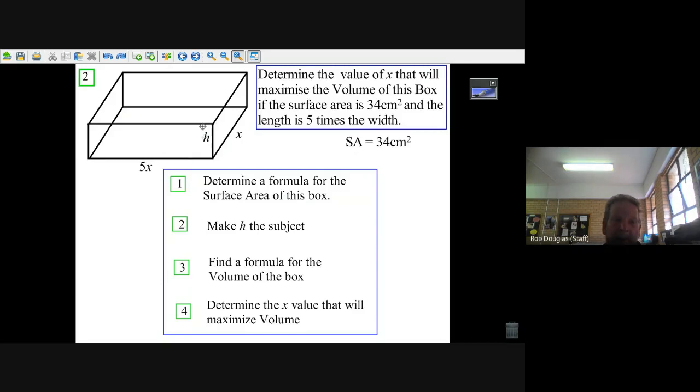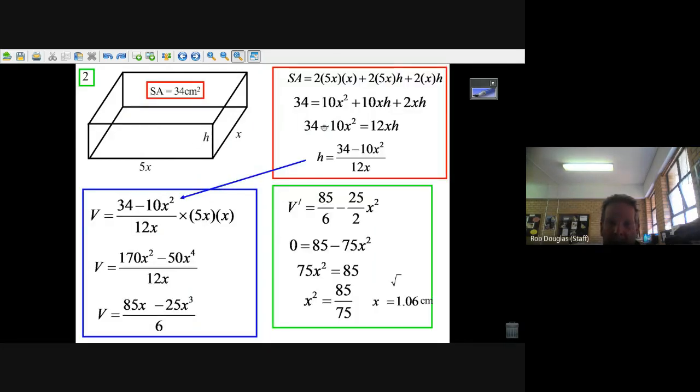We've done the bottom. There is the bottom and the top of the whole box, which would be 5x times x. That's the area of the bottom, and the top. So it's 5x squared, but two of them, 2 times 5x squared, to be 10x squared. So that's the first thing. Let's see what it looks like to determine the surface area of the box. Well, there it is. It's 10x squared.